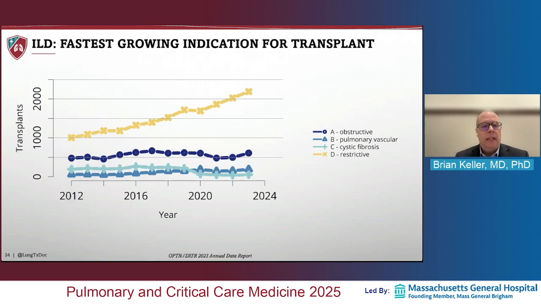So we talked about some of the indications earlier, and I just like to show these graphs to kind of show the changing demographics. So ILD is by far the most rapidly growing indication for lung transplantation and makes up the vast majority of referrals. Again, obstructive pulmonary disease, shown here with the blue circles, remains number 2. And you can see the cystic fibrosis really drop off in around 2019 and drop below that of pulmonary hypertension over the last 4 or 5 years.